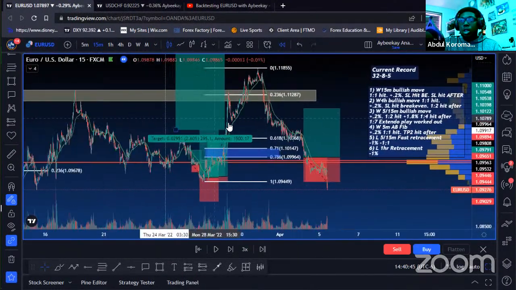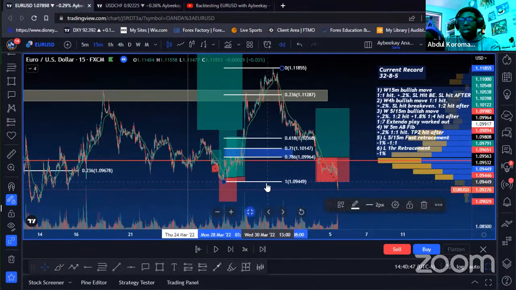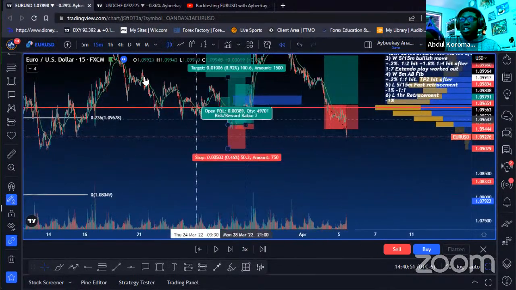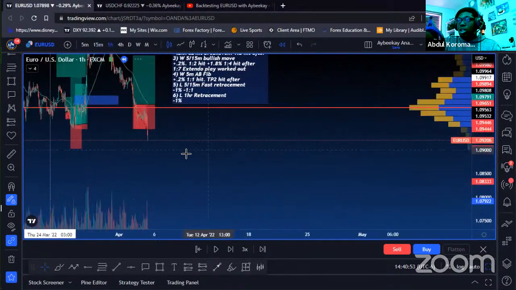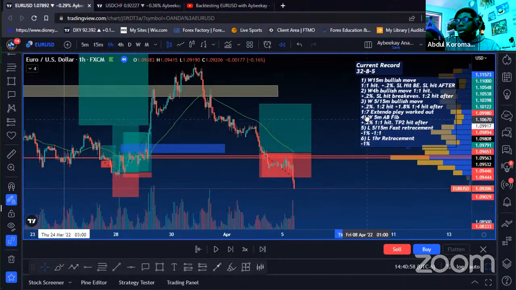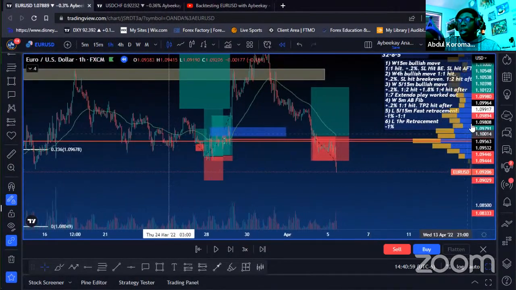Okay, so with that breaking, as I mentioned, I feel like price is just going to make a lower low. So let's go on to the higher time frames, like the 1 hour time frame for now. And let's see if what I said is accurate.